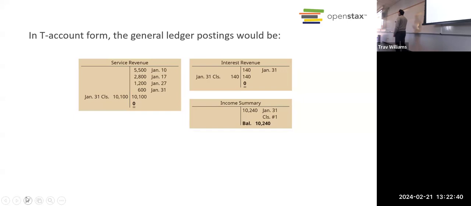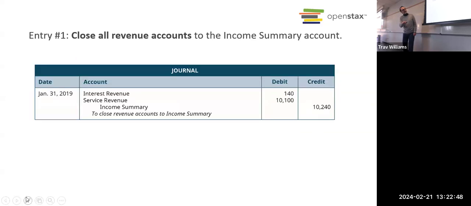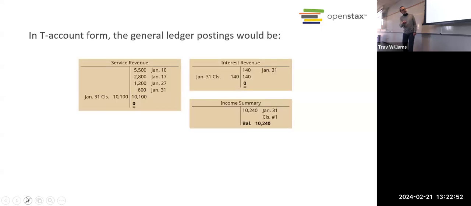But remember, we had to credit something, so we credited income summary. And if we go to the income summary account, we see the $10,240 that we credited. Right, we record that here in the ledger. So that's the balance in the income summary at this moment. Right. Are we ready for step 2?